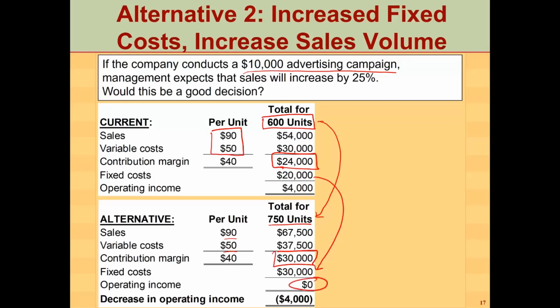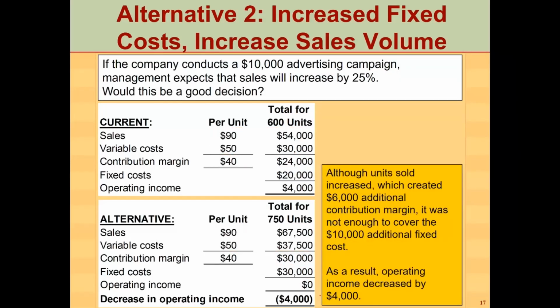I'm left with a zero profit now. I was making 4 before, so now I'm 4,000 worse off. Not good. So although we increased our units sold, we have an extra 6,000 of contribution margin. The 10,000 extra fixed costs were greater than that. As a result, 4,000 is my loss from this initiative. I would not want to do alternative 2. The answer to that would be a big no.